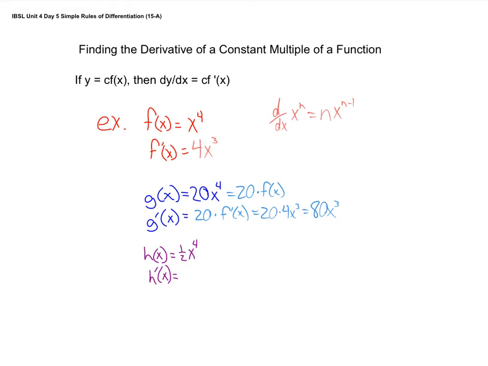And of course, as you get the hang of this, this isn't the kind of rule that you're going to write everything out. Eventually you'll just see, oh, 4 times the 20 is 80, and I subtract 1 from the 4, so now it's an x cubed. Okay. The same thing applies here with this 1/2 x to the fourth. I know it's 1/2 times 4x cubed, so 1/2 times 4 is 2, so it's 2x cubed for our derivative on h of x.